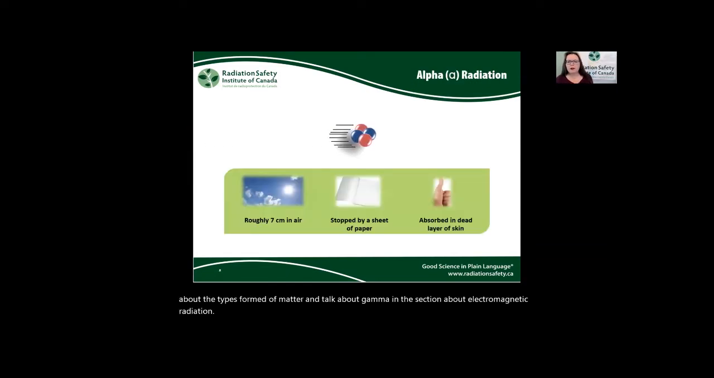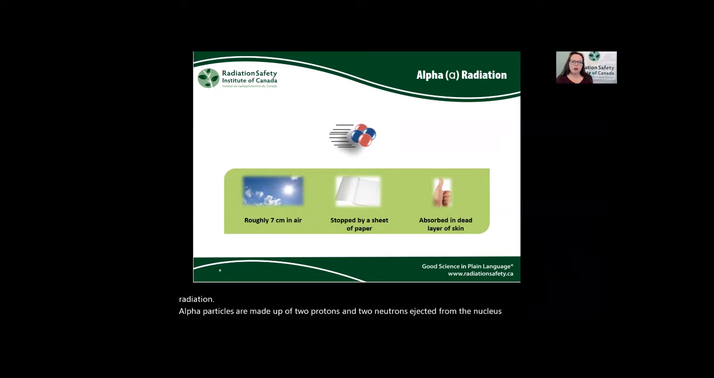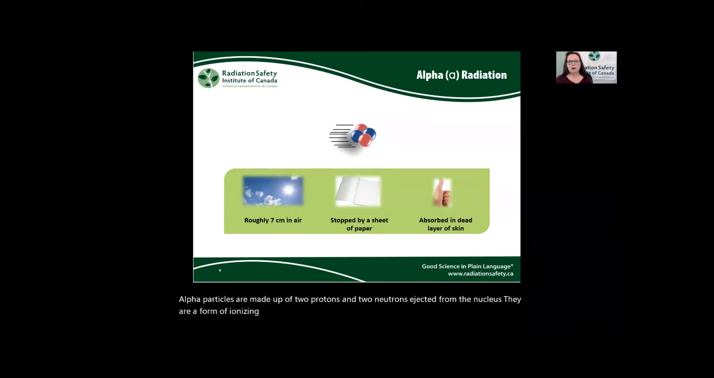Alpha particles are made up of 2 protons and 2 neutrons ejected from the nucleus. They are a form of ionizing radiation. They have a charge of +2. Due to their relatively heavy mass and strong charge, they interact strongly with matter, so they deposit their energy very quickly. This also means that they do not penetrate deeply into material, roughly 7 centimeters in air.